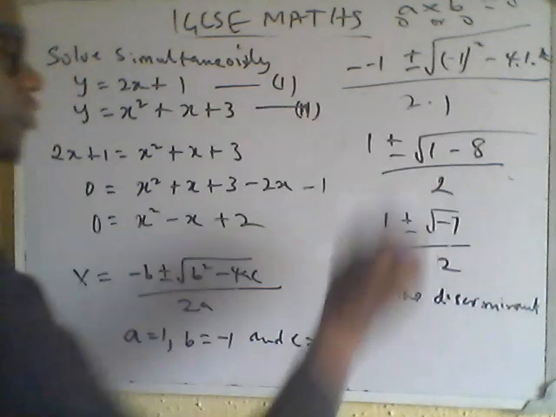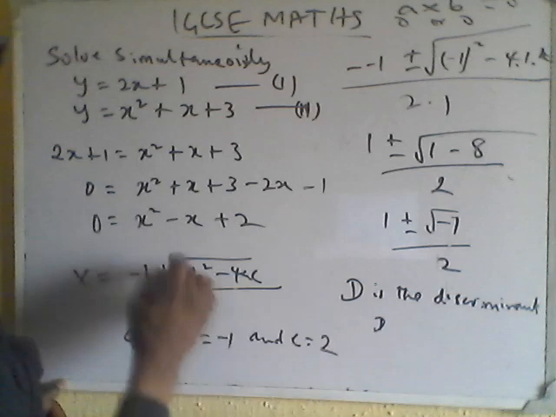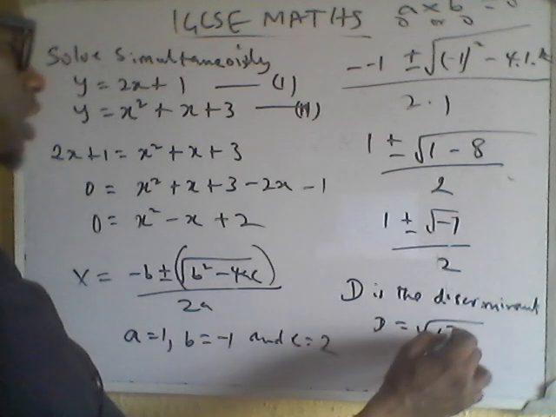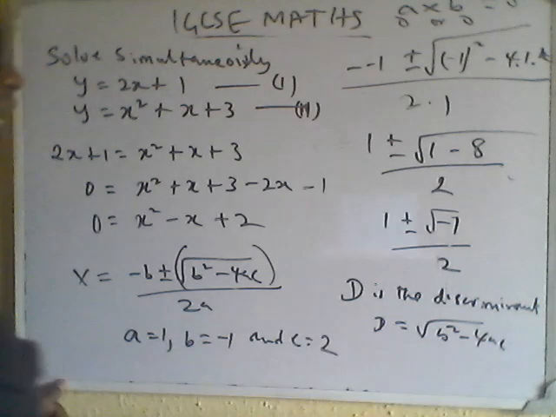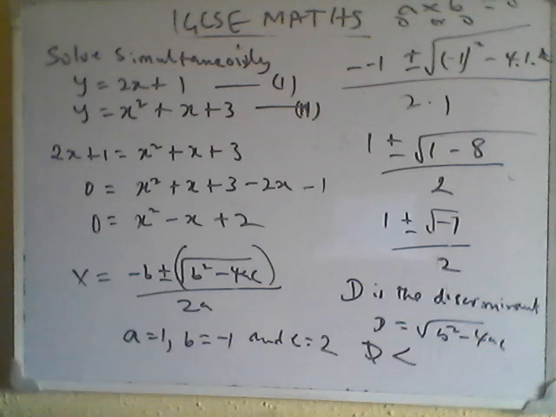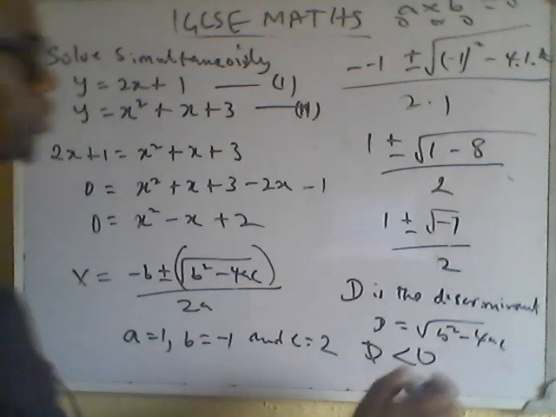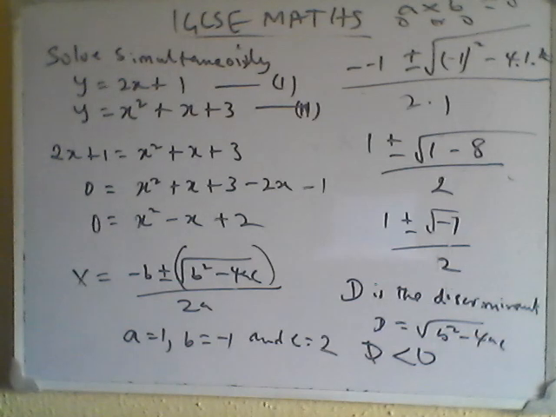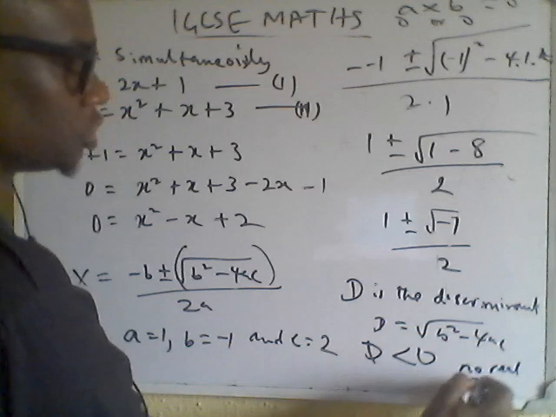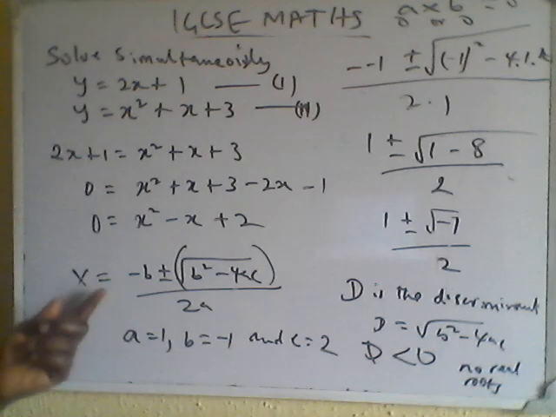What is D in the formula equation? D is actually this component, that is b squared minus 4ac under the square root. Now, if we have D less than 0, that means we don't have real roots. We are looking for the root of the equation. The root of the equation is the value of x.